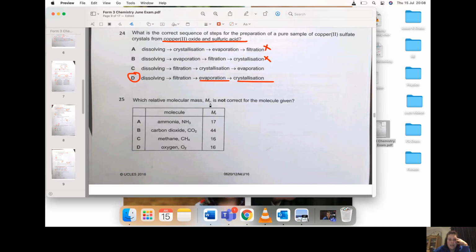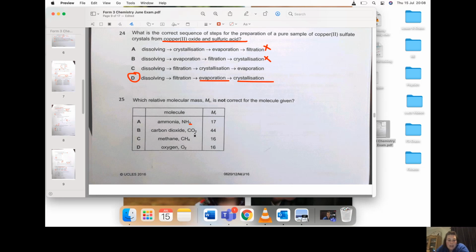Okay, last question. Which relative molecular mass is not correct for the molecule given? You had to use your periodic table here and you had to work out the Mr. So ammonia, what is the Mr of nitrogen? What is the Mr of hydrogen? Does it add up to 17? Hydrogen times by 3.